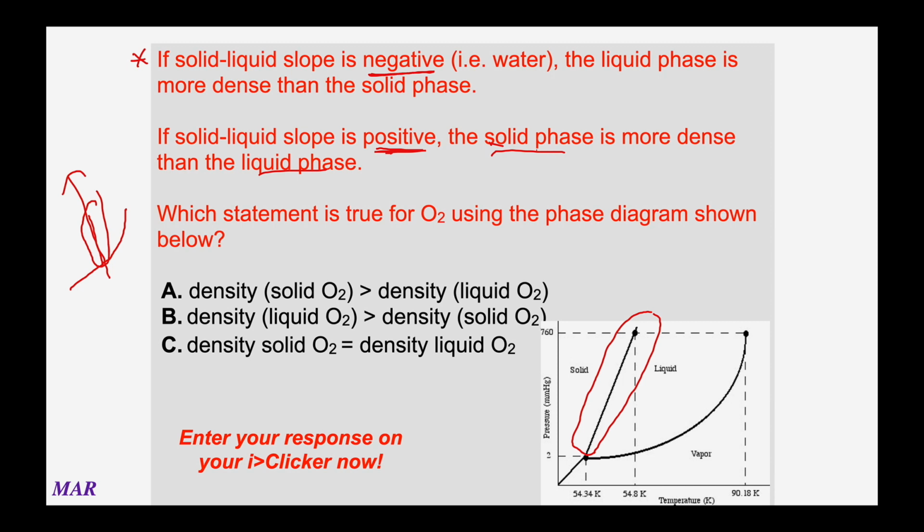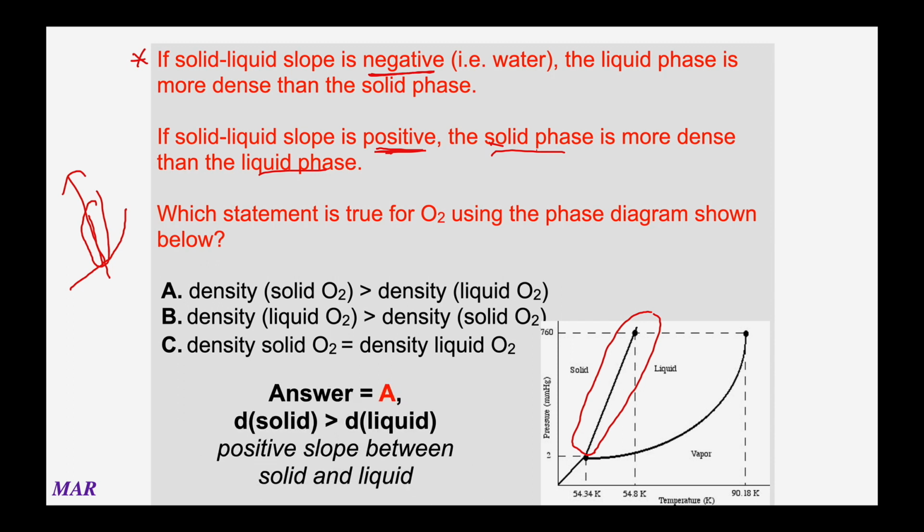Most substances are going to be like oxygen: they sink. But because water has a negative slope for that solid-liquid line, it means that the ice is actually less dense. For oxygen, which is the graph on the right-hand side, because there's a positive slope there, it's like the solid is pushing down on the liquid. That's what works for me. The solid phase is more dense than the liquid phase, and most substances have this kind of phenomenon.